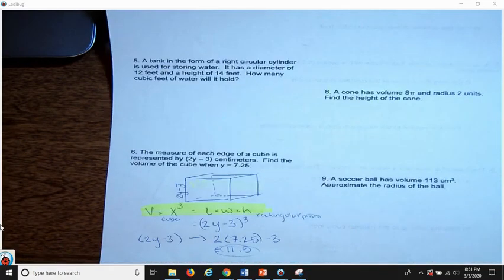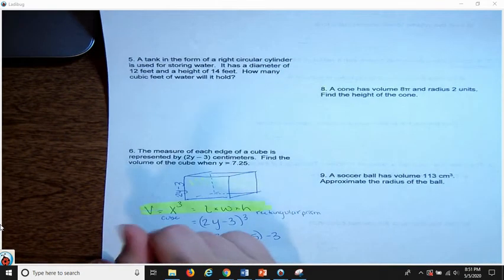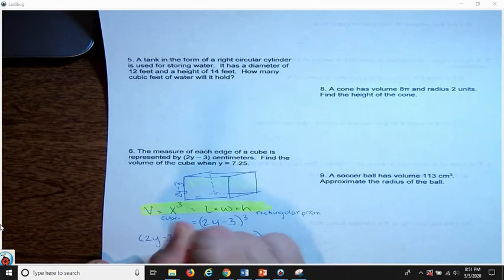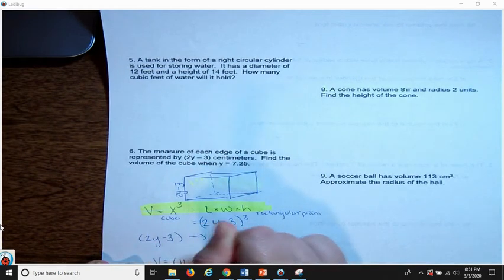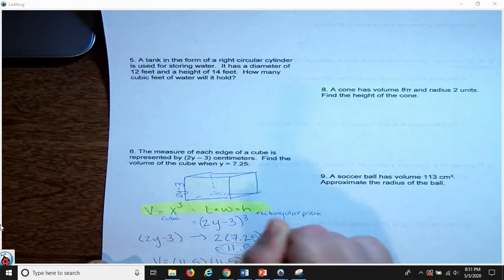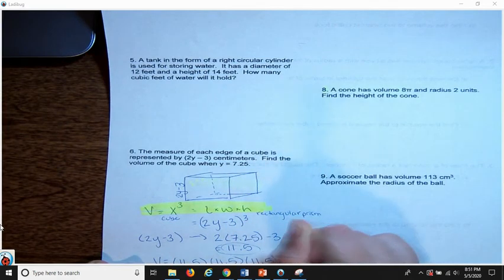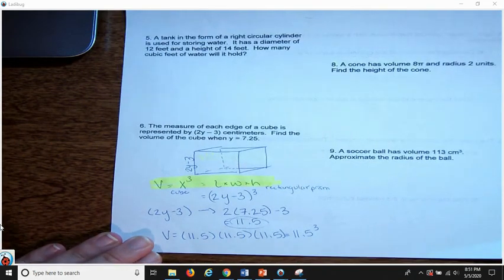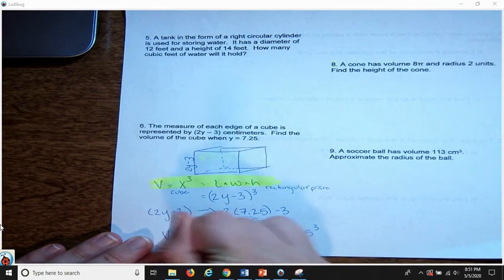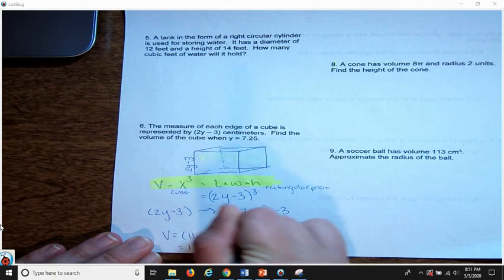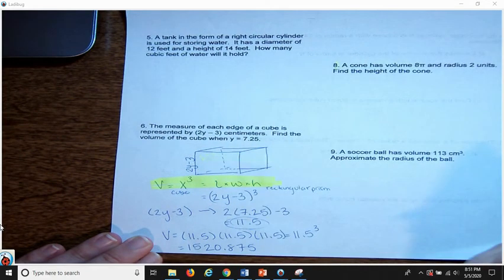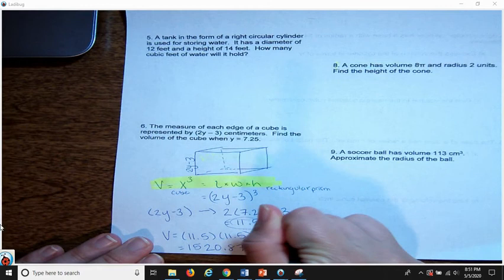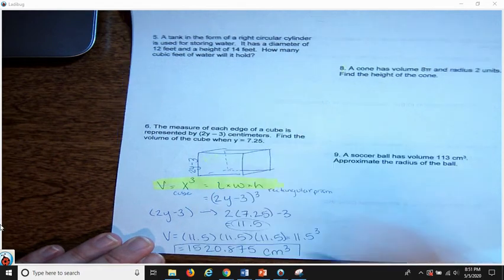Okay, and now when I sub in my 11.5, my volume should be 11.5 times 11.5 times 11.5, or 11.5 cubed. Okay, either way is fine. And when I sub that into my calculator, I get 1,520.875. Okay, and then this was in centimeters, so I need centimeters cubed as my volume. Don't forget your units, those are super important.